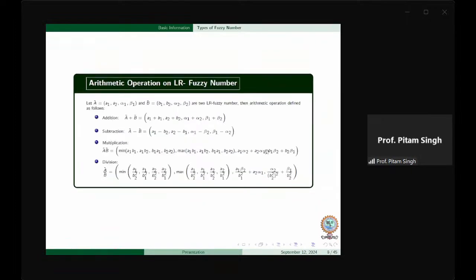Its arithmetic operations for this type of LR fuzzy numbers: we can take A and B as two LR fuzzy numbers. Then arithmetic operations are defined as addition, subtraction, multiplication, division. So we can use these. These are the operations; the fundamentals I explained earlier.